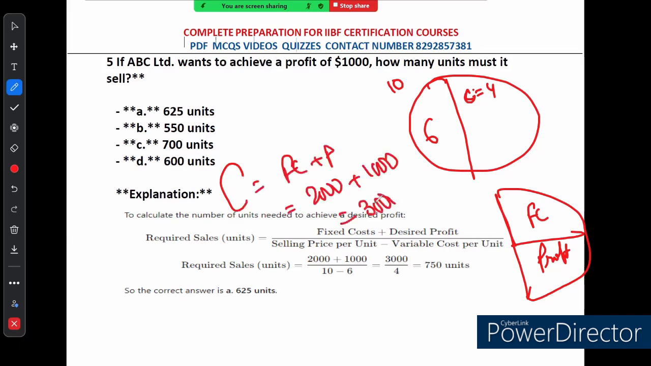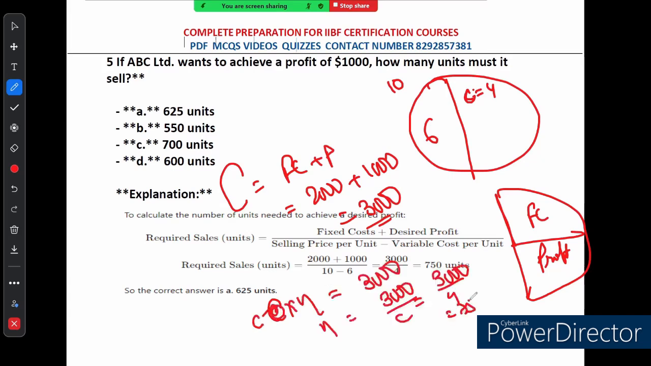Your contribution margin is 3000, and contribution margin is represented by contribution margin per unit multiplied by number of units, which is small c. It is a small c, right? So c into n is equal to 3000. So n is equal to how much? 3000 divided by small c. And what is small c? The small c is 4. So it is nothing but 750. Is it clear now? So this way you have to solve such type of problem. You no need to remember any formula.